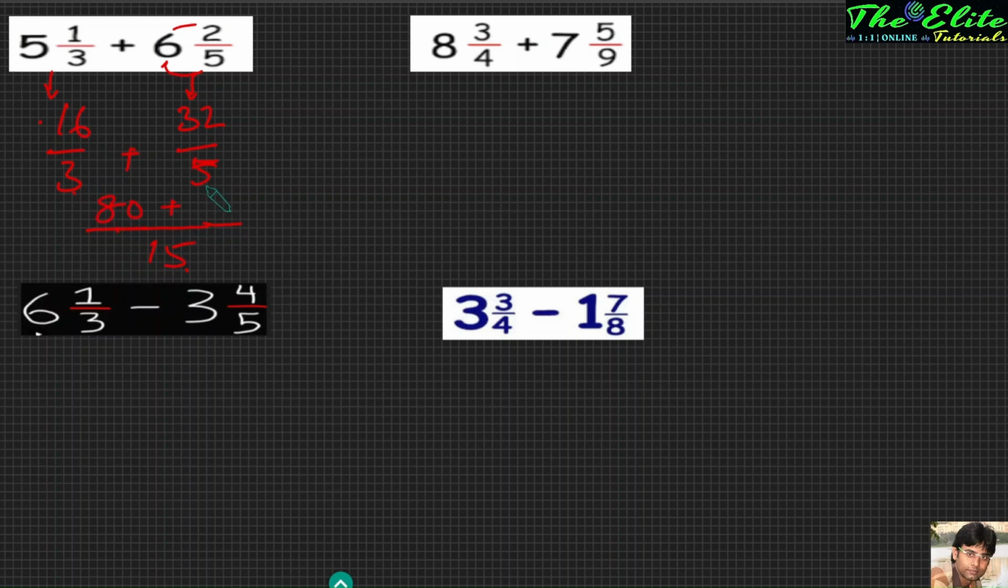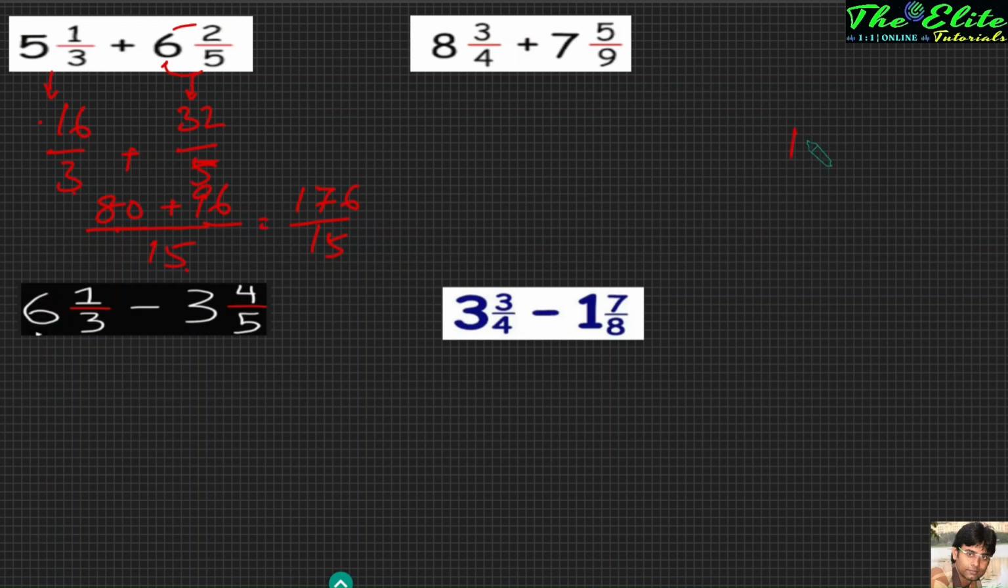If you divide 15 by 5, it gives you 3. 3 times 32 is how much? 96. Now your answer is ready. You just see what number is coming up: 176 over 15, which is an improper fraction. So your answer is going to be in mixed form.